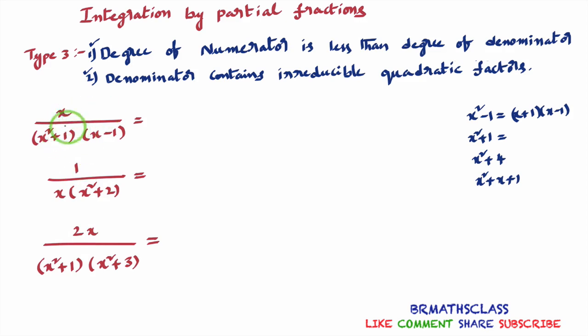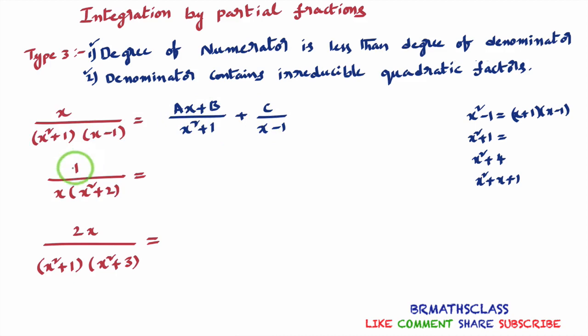You see here the denominator contains an irreducible quadratic factor. So what to write? In what way do we need to write? We will write like this: ax plus b divided by x square plus 1, plus c divided by x minus 1. You should remember these things, how we write this rational function into partial fractions when the denominator contains an irreducible quadratic factor. We write like this and we will simplify further to get the values of a, b, c.